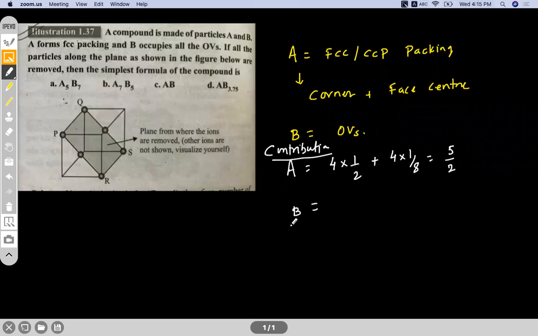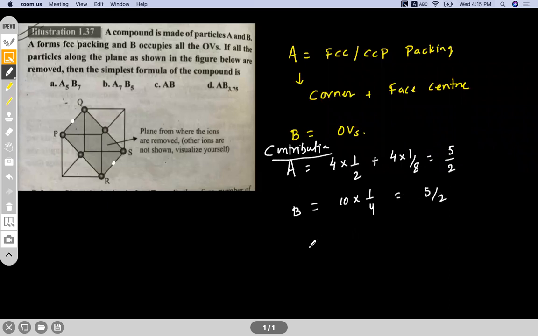Similarly, the contribution of B is what? 2 edge centers have been removed and 1 body center, means 3 B have been removed, right? So out of 12 edges, 2 edge centers have been removed. So 10 are left. Contribution of edge center is 1 by 4. That is it, because body center has also been removed. So it is again 5 by 2, you see we are getting.